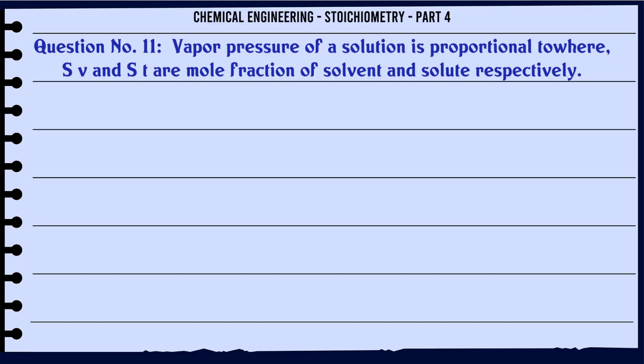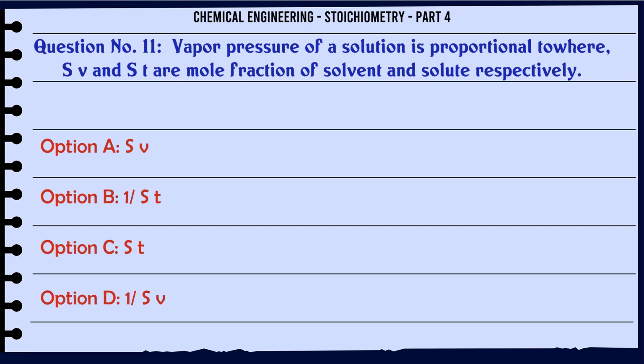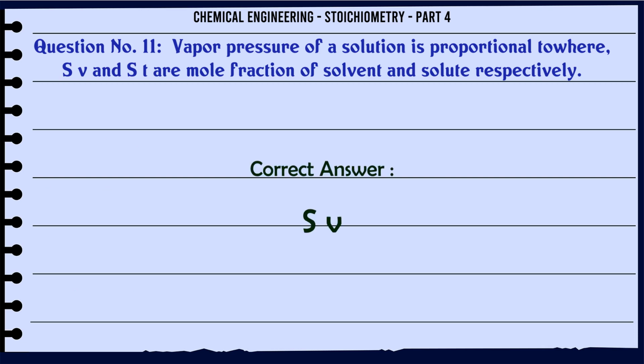Vapour pressure of a solution is proportional to, here Sv and St are mole fraction of solvent and solute respectively: A: Sv, B: 1/St, C: St, D: 1/Sv. The correct answer is Sv.